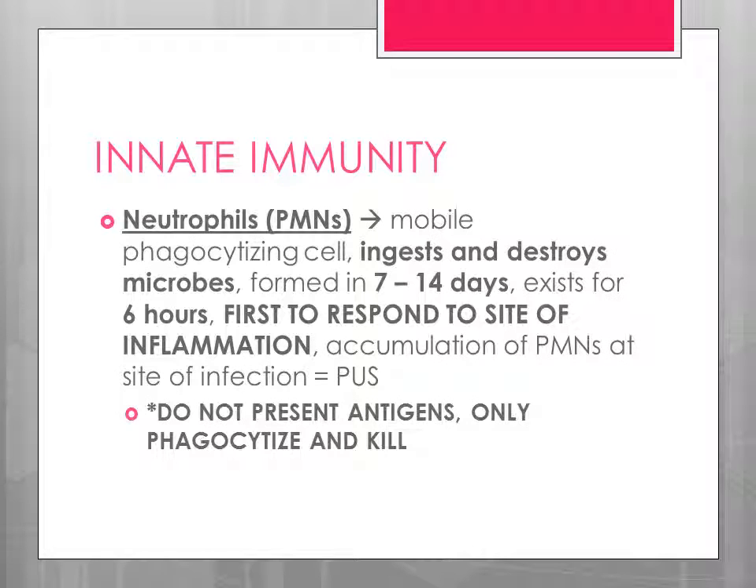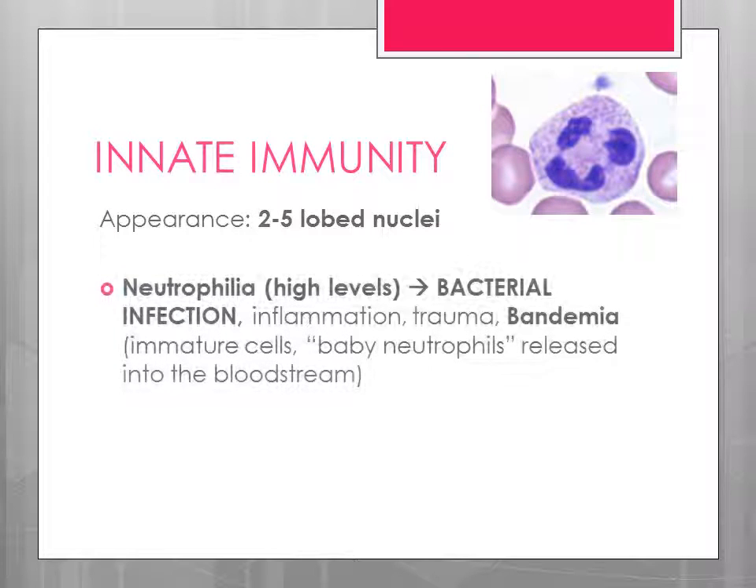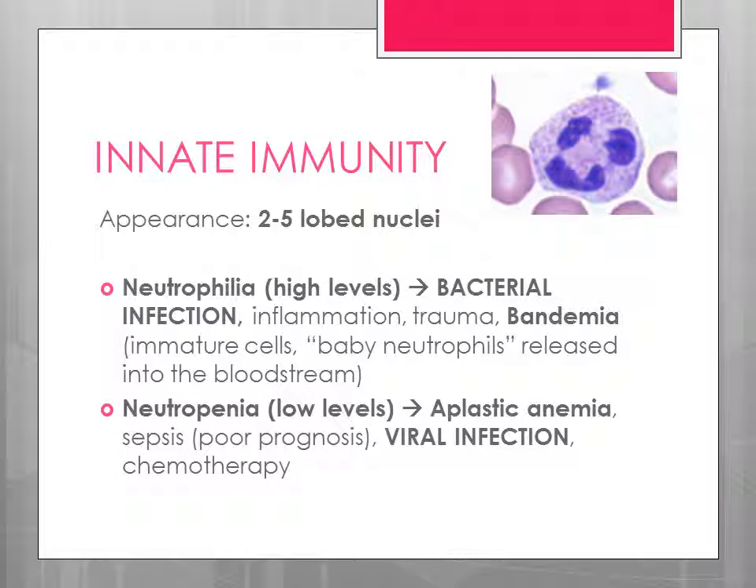It's coming up. Remember, we said that it took up to 7 to 14 days to actually form these, and they only existed for 6 hours. All right, so of course you're not going to have enough of these neutrophils to fight off the infection, so they're going to release their baby neutrophils or their bands into the bloodstream, and that's why you're going to see bandemia very frequently associated with neutrophilia. And then you have neutropenia, of course, which is the complete opposite.